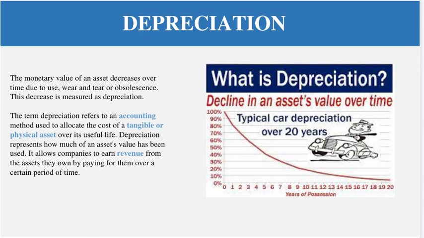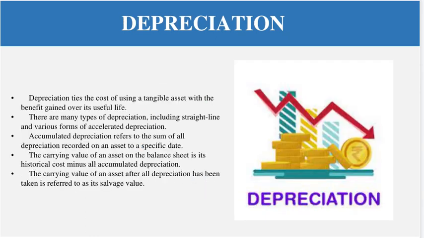Now basically, friends, depreciation is an accounting method used to allocate the cost of a tangible or physical asset over its useful life. Depreciation represents how much of an asset's value has been used. It allows companies to earn revenue from the assets they own by paying for them over a certain period of time. Depreciation ties the cost of using a tangible asset with the benefits gained over its overall life. It includes straight line and various forms of accelerated depreciation.